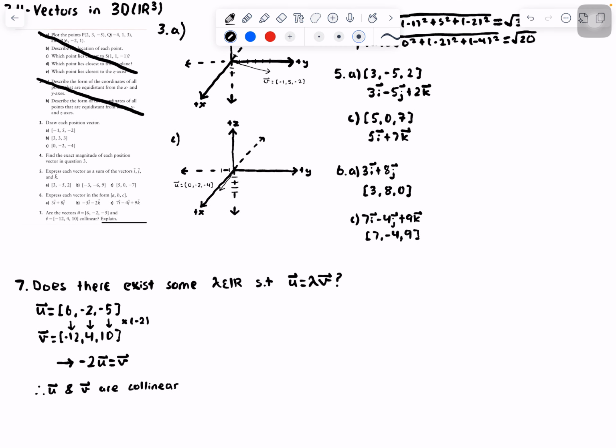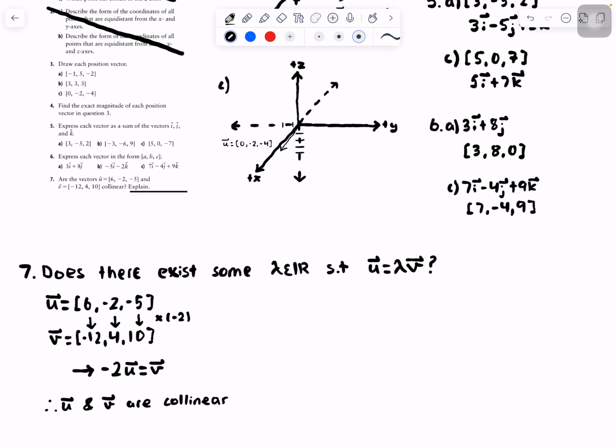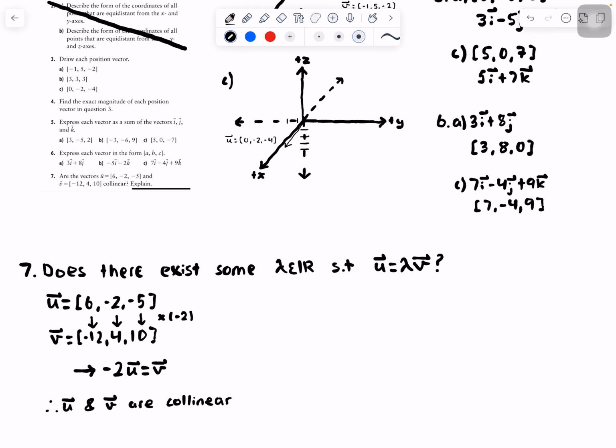Question now 7. Are the vectors u and v collinear? So, what does it mean to be collinear? It means, does there exist some lambda in R such that u is equal to lambda v? Now, that looks like a complicated statement, I know. But to boil it down, all it's asking is, is one of the vectors a scalar multiple of the other? That's all this statement means. So that's what I'm checking. I'm checking to see if either one of them is a scalar multiple of the other.